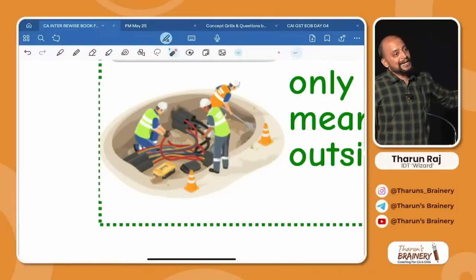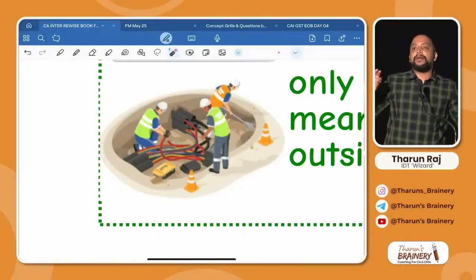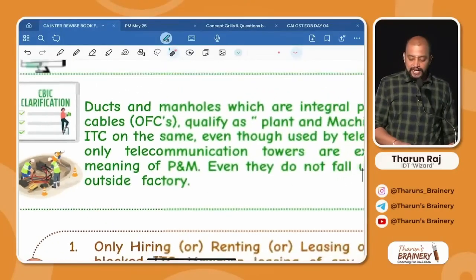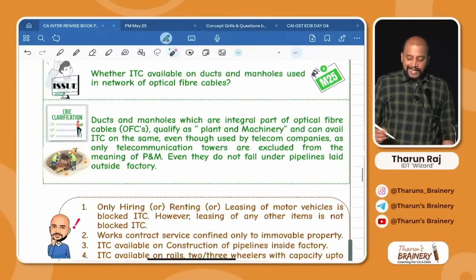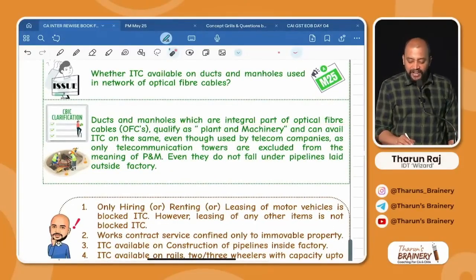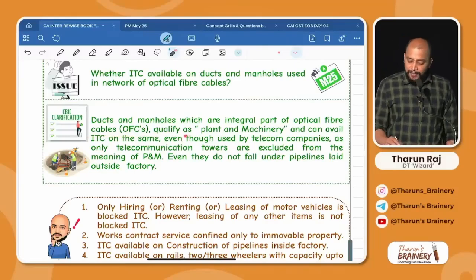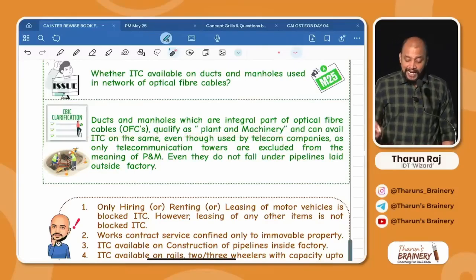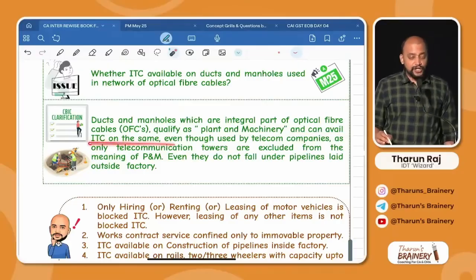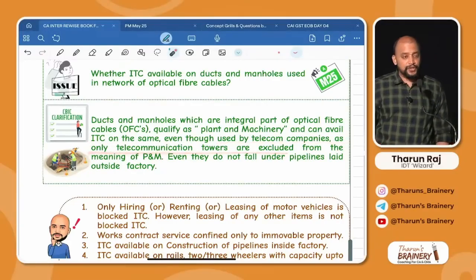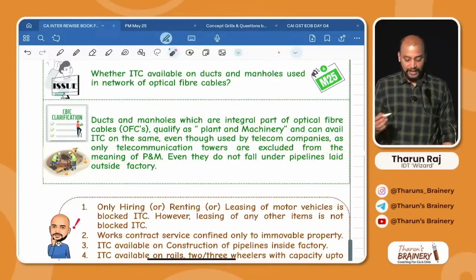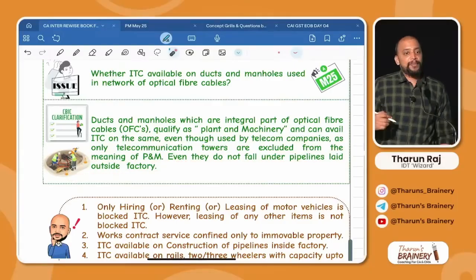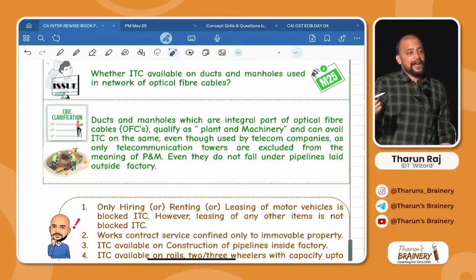So, these people can treat it as plant and machinery and happily take ITC. That is what the CBIC circular says. Read that: ducts and manholes which are an integral part of optical fiber cables qualify as plant and machinery, and ITC can be availed on the same, even though used by telecom companies, as only telecommunication towers are excluded from the meaning of plant and machinery. Even they do not fall under pipelines laid outside the factory gate. Got it?